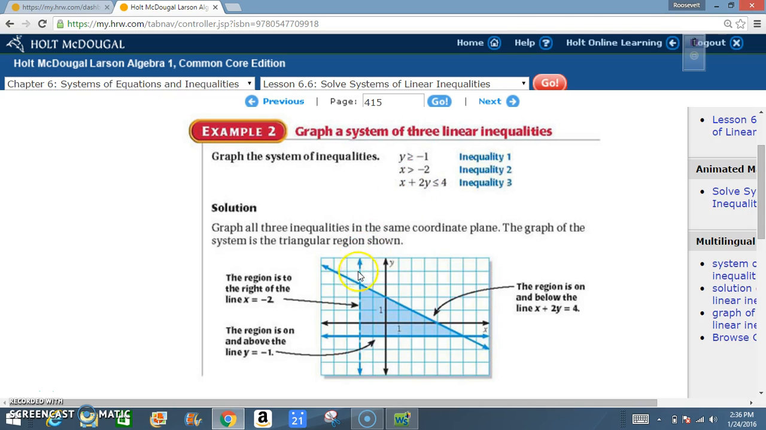Our next graph, x is greater than negative 2. That would be this graph right here. We locate negative 2 on the x-axis. And it says greater than. That means that greater than goes back this way. So I'm going from the dotted line in that direction. That's greater than.